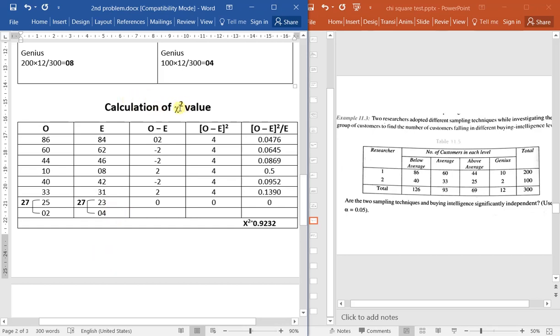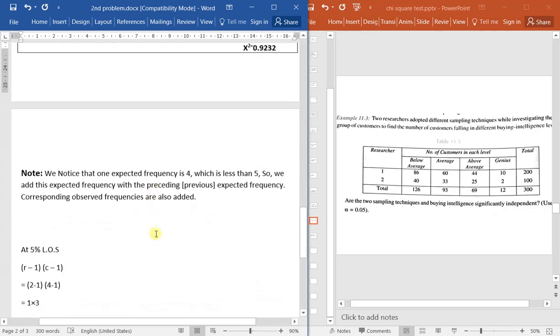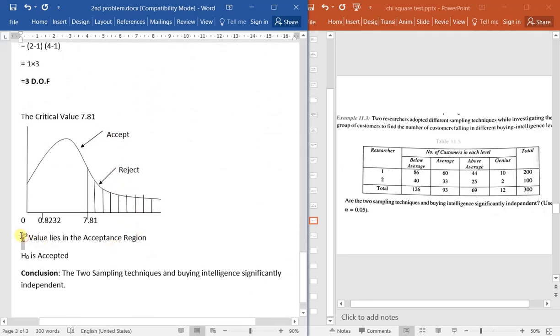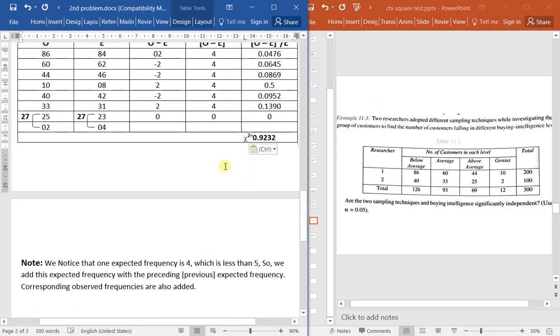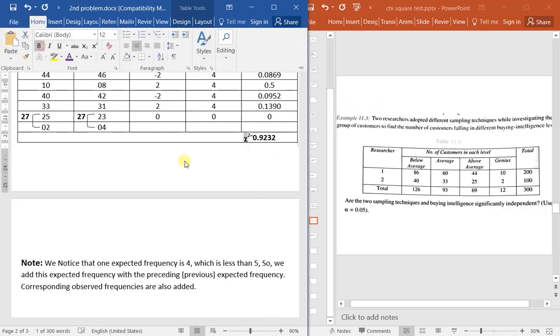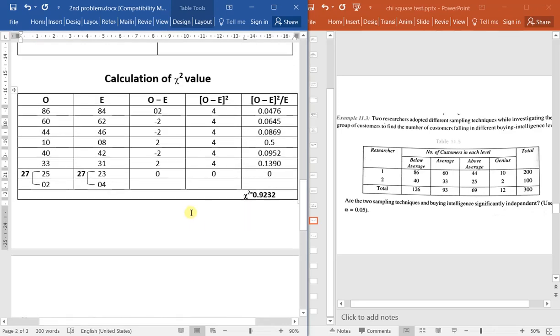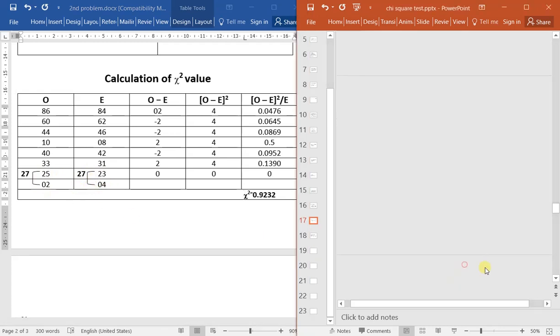Okay, so this is your chi-square calculation table, where we'll calculate your final chi-square value. Okay, it's visible. So here I have made some changes. If you compare it with the previous problem, I have made some changes here. So what is this change? I'll just talk about it.